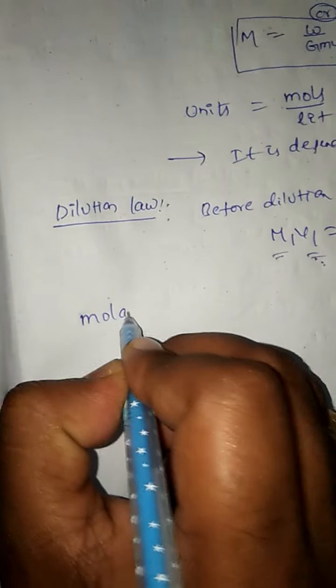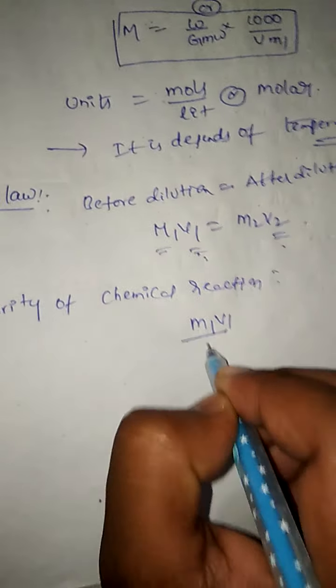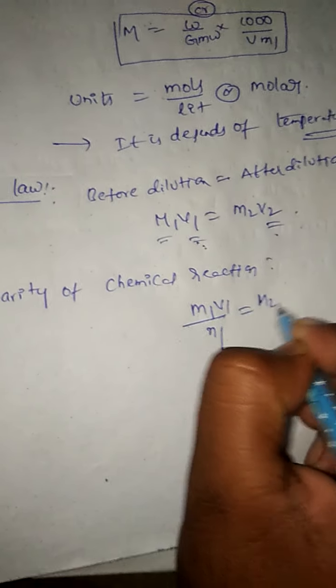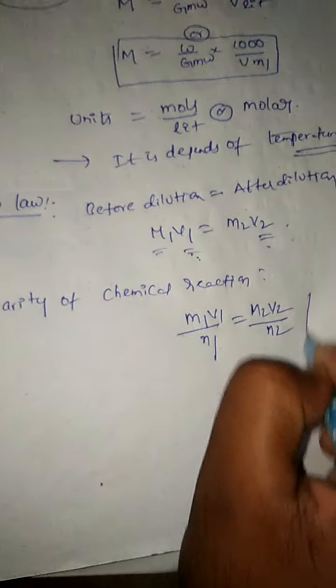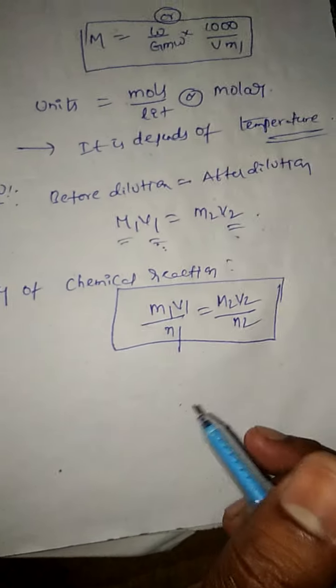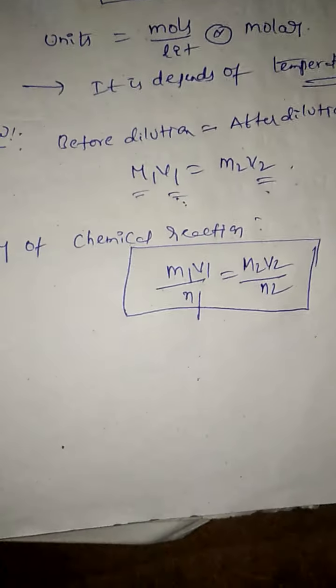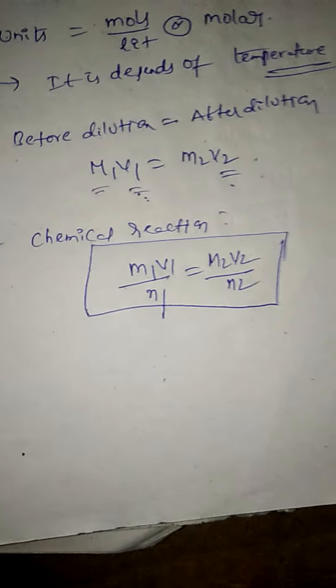So this is dilution. And next one is molarity of chemical reaction. M1 V1 by N1 equal to M2 V2 by N2, where M1 and M2 are molarity of the solution, V1 and V2 are volume of solution, N1 and N2 are number of moles.